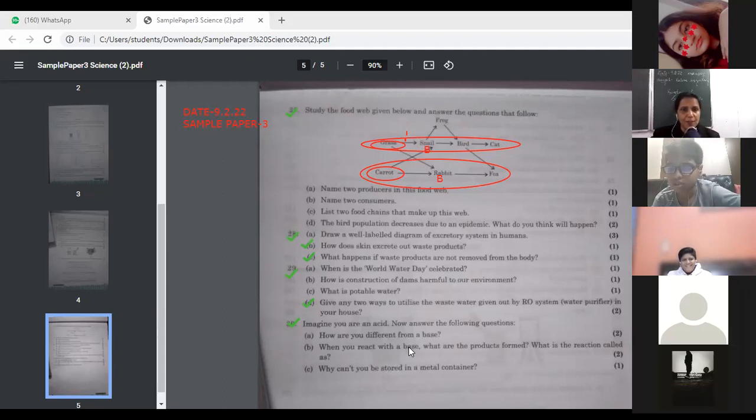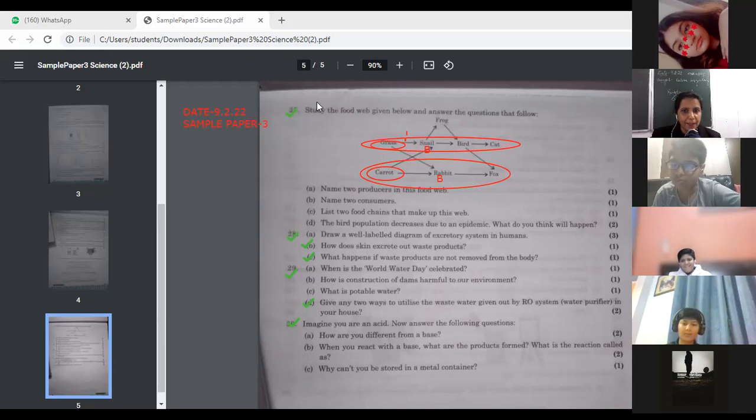First of all, give the answer. Salt and water. Very good. Salt and water are formed, and heat. Yes, salt and water are formed, and this process is known as a neutralization reaction, because when acid and base combine together, a neutralization reaction takes place.